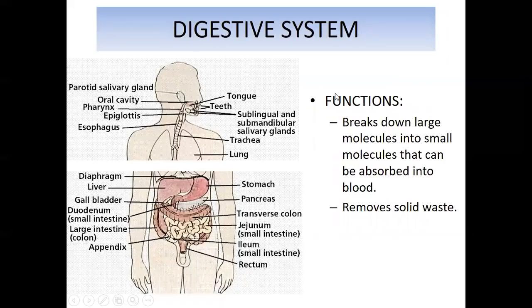And the digestive system. The function is to break down large molecules into small molecules that can be absorbed into the blood. You can see here we have the stomach, the colon, and the small intestine. The other function is to remove solid waste. The solid product from our body will be removed by the digestive system.